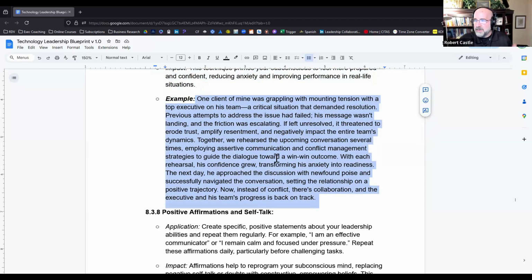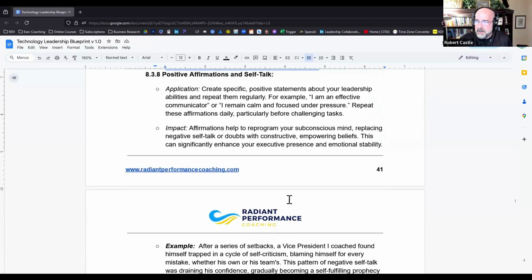Together, we rehearsed the upcoming conversation several times, employing assertive communication and conflict management strategies to guide the dialogue towards a win-win outcome. With each rehearsal, his confidence grew, transforming his anxiety into readiness. The next day, he approached the discussion with a newfound poise and successfully navigated the conversation, setting the relationship on a positive trajectory. Now, instead of conflict, there's collaboration, and the executive and his team's progress is back on track.